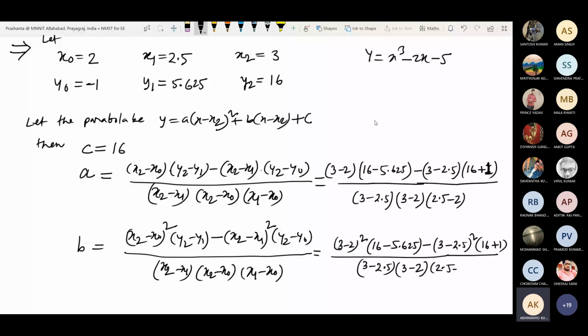So do the calculation and tell me the values. What are the values of A and B? You tell me. With this iteration, I will show how to get the next iteration and then I end the class.